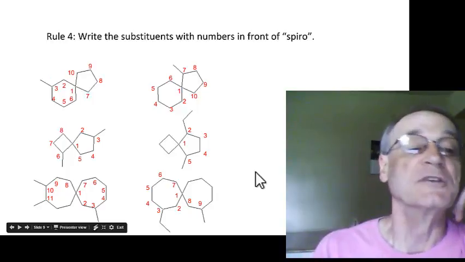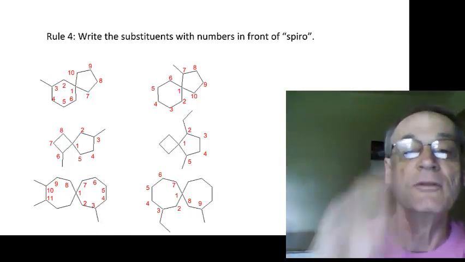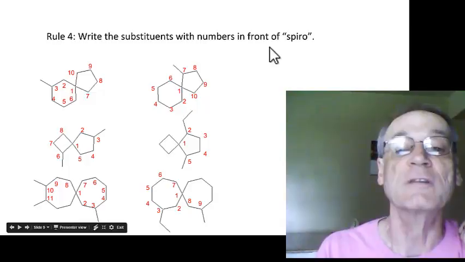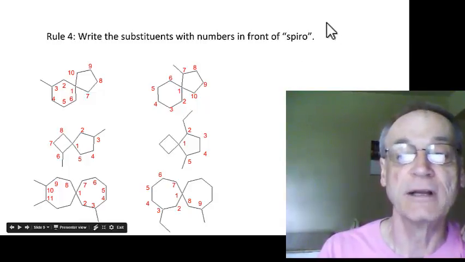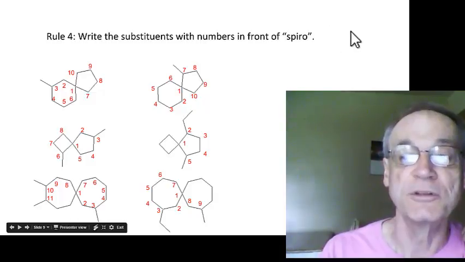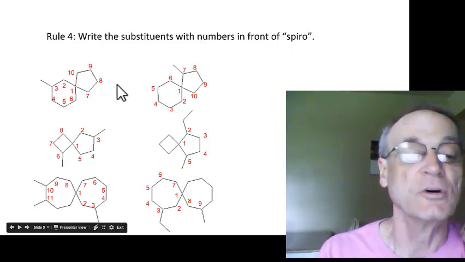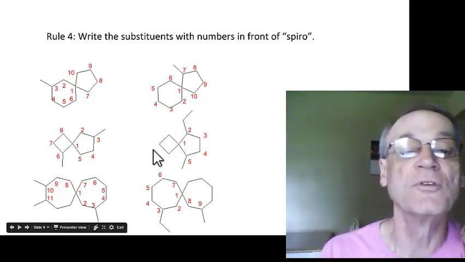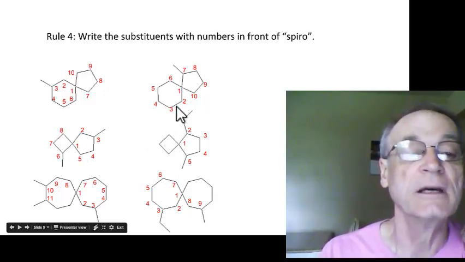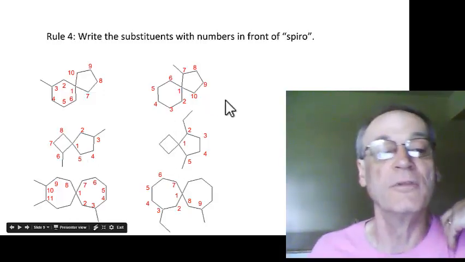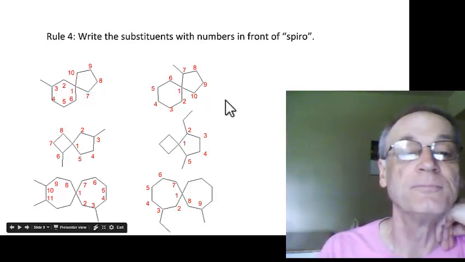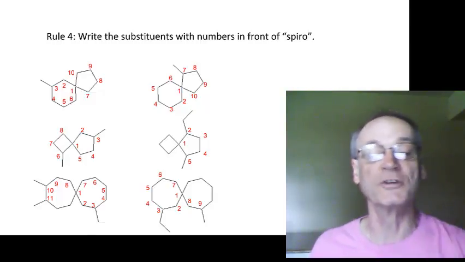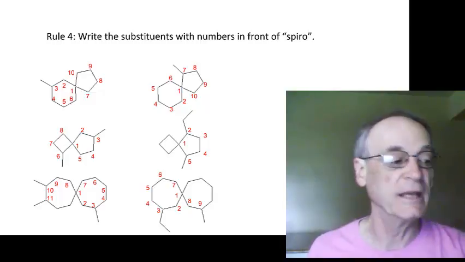Then you write, as you would with any other alkane, the substituents with the numbers in front of the spiro part of the name, and it will still have the brackets with the numbers separated by a period and the total number of carbons in the ring system at the end. So here are the examples that I've given you on the previous slide. See if you can take a minute and come up with the correct names for these. Pause the video and do all 6 of these examples and write out a complete name for them.